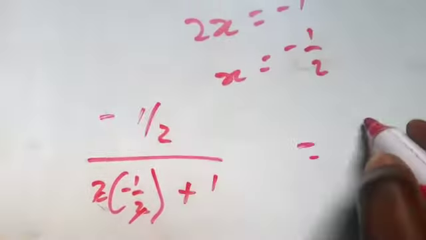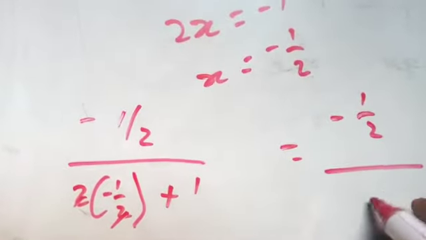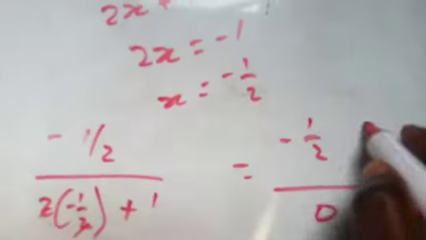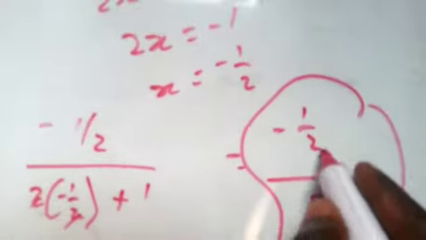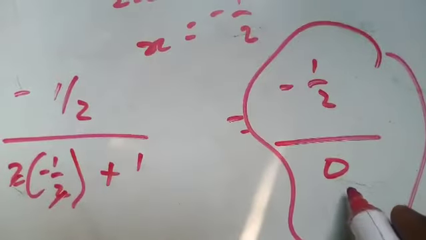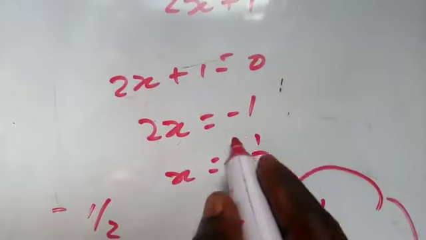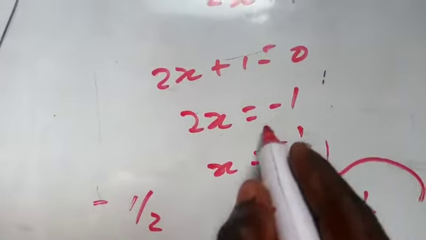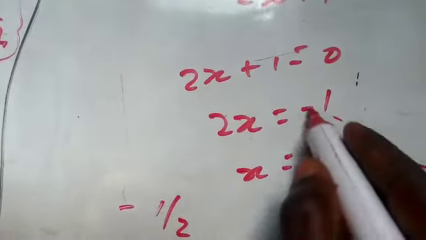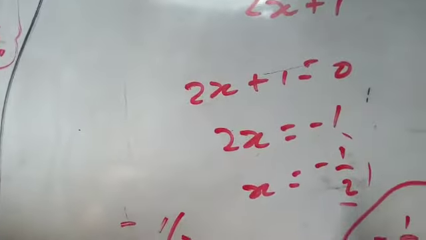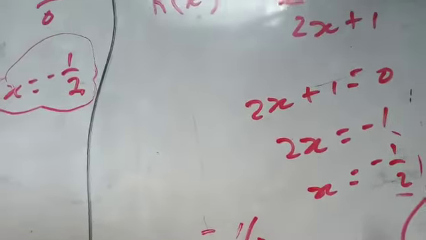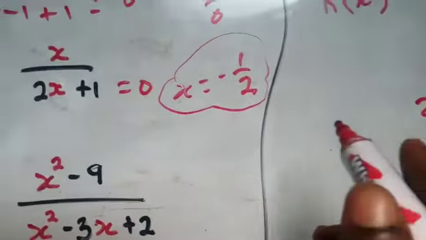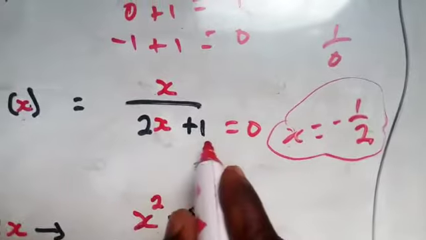Minus 1 plus 1, which is equal to 0. Then in the long run, you are having minus 1 over 2 all divided by 0. It's not possible. This thing is not possible. You cannot divide any number on top by 0, right? So this is the ghost that we don't need. Of course, this is the guy that will make the function undefined, not defined, does not exist, right? So this is how simply you solve a rational function like this.